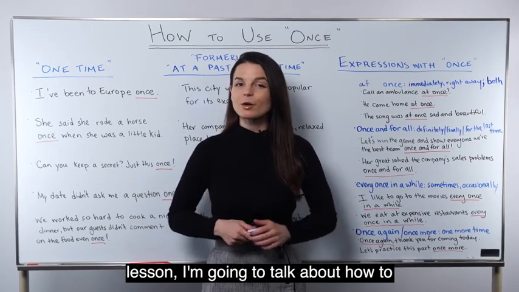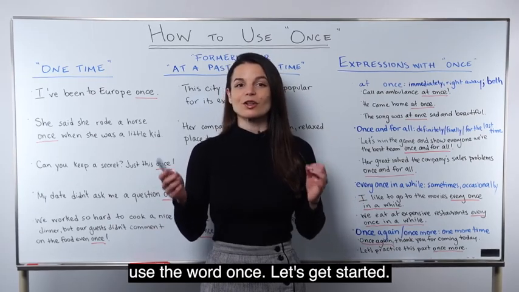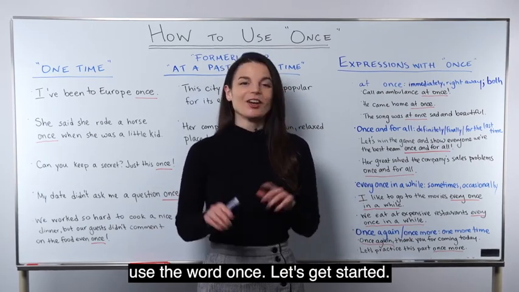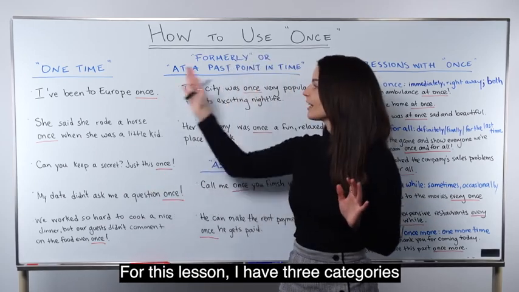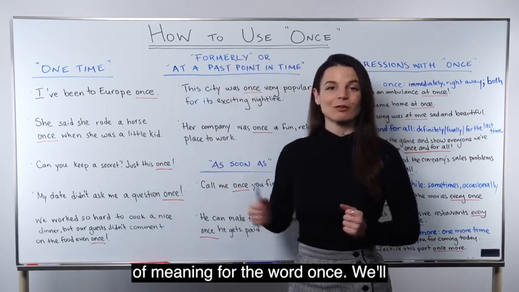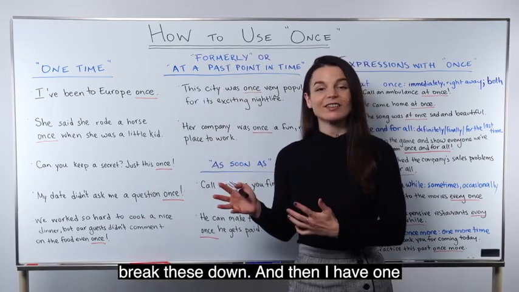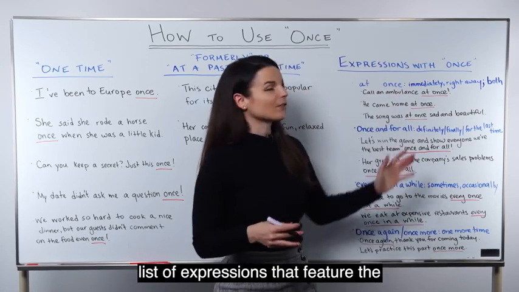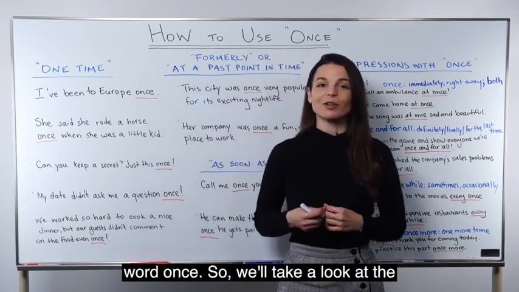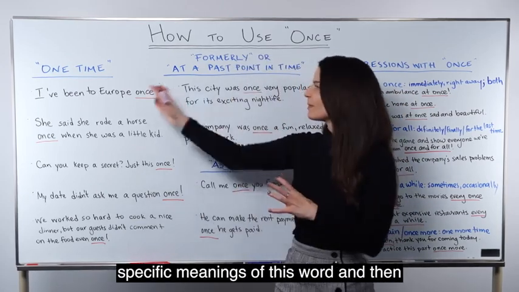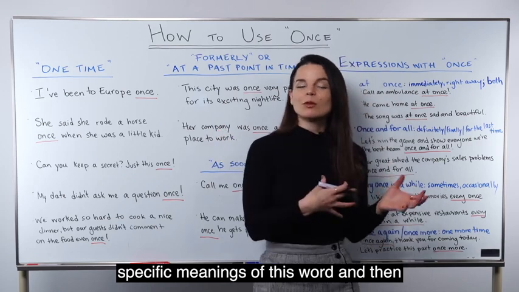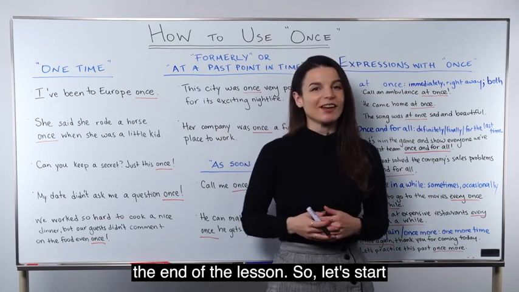In this lesson, I'm going to talk about how to use the word once. Let's get started. For this lesson, I have 3 categories of meaning for the word once. We'll break these down. And then I have one list of expressions that feature the word once. So we'll take a look at the specific meanings of this word, and then we'll look at some special meanings at the end of the lesson.